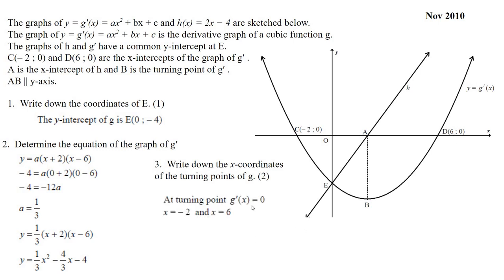At the turning point, g prime of x will equal 0. That's what y equals 0 means on this graph. That is a turning point there. That's kind of the definition: you take the derivative, make it equal 0, and you get the turning points. Okay, there's our first video for this one.